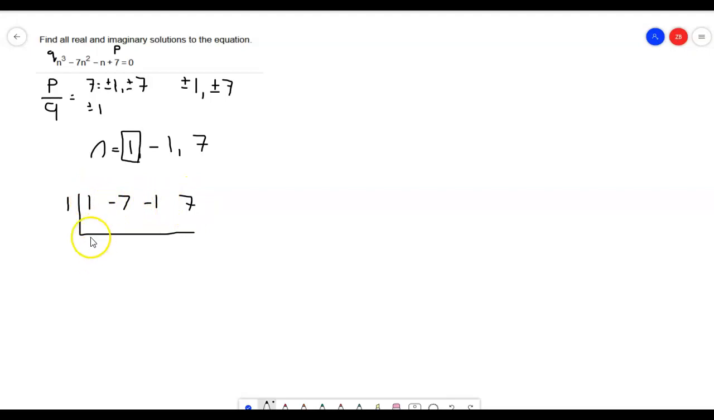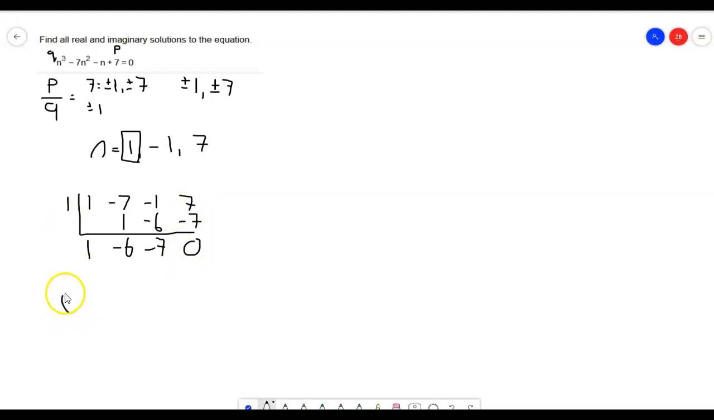So I bring the 1 down. 1 times 1 is 1. -7 plus 1 is -6. 1 times -6 is -6. -1 plus -6 is -7. 1 times -7 is -7. And of course, the last thing should add up to 0.